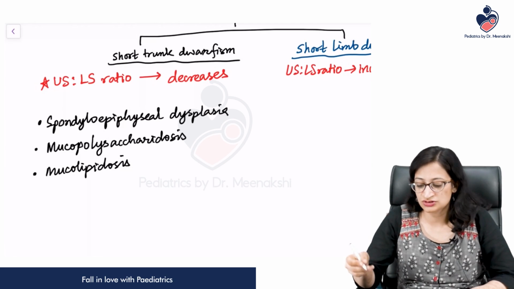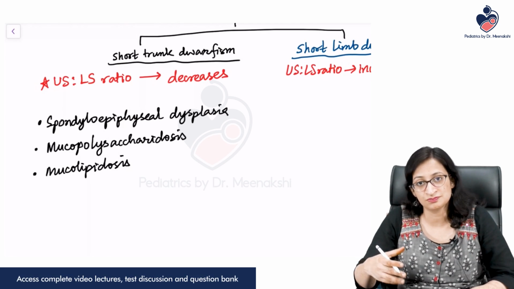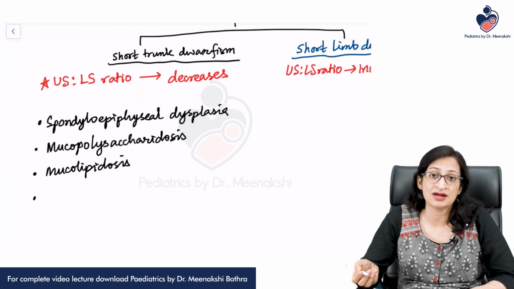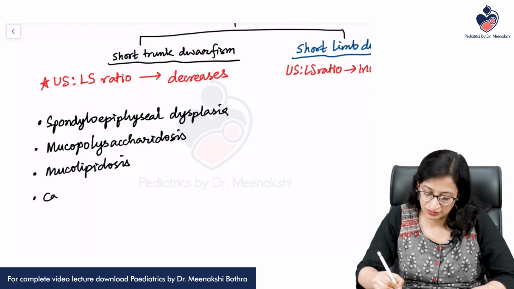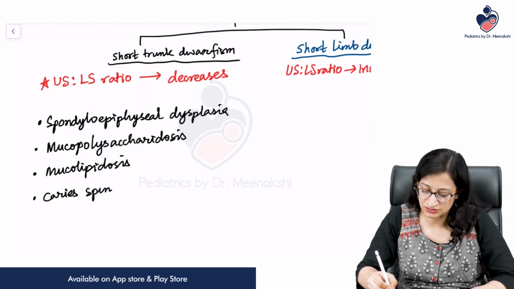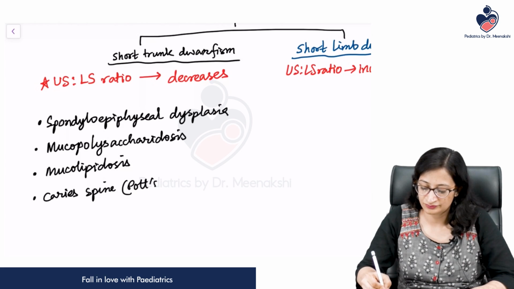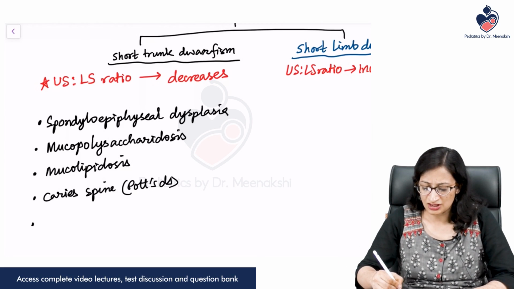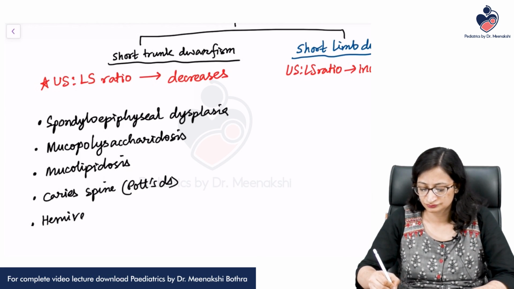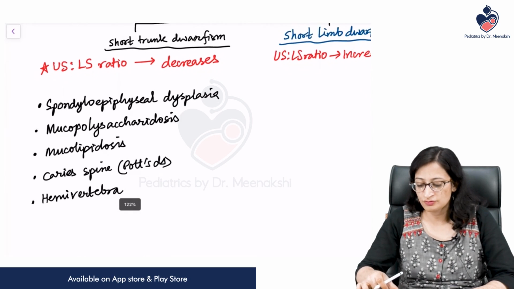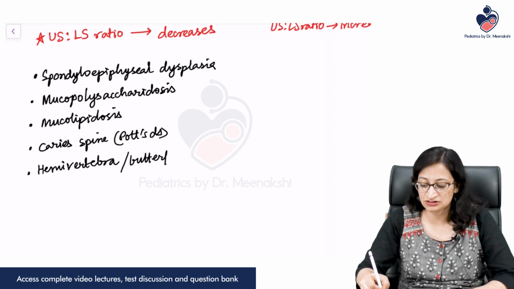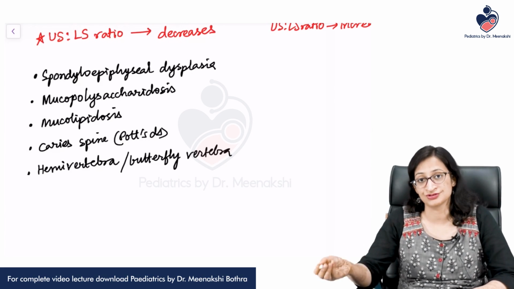That is also a lysosomal storage disorder where mainly you get bony changes in the spine. Okay. Then if the child has Caries spine or TB spine or Pott's disease, then you can get short trunk dwarfism. Similarly, if the child has hemivertebra or butterfly vertebra, so any congenital vertebral defect can give rise to short trunk dwarfism.